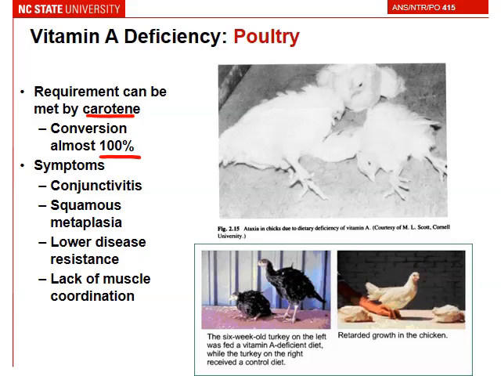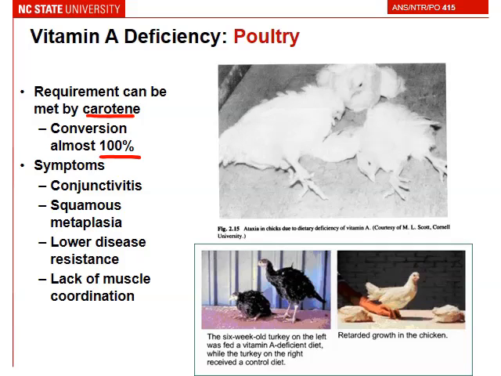We have lower disease resistance, so they are going to be more susceptible to various diseases. You'll see a lot more E. coli and salmonella infections within these birds. In addition, we're going to have a lack of muscle coordination. So here in this top picture, we have some chicks that were made vitamin A deficient, and they are unable to walk correctly. And I can attest to this from my doctorate degree.